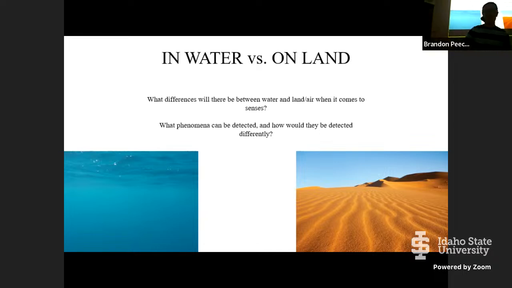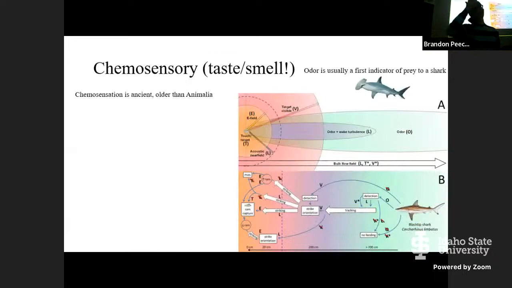I'm going to get into some examples, I think, because I think that'll be fun. So I want to start with chemosenses. So that's taste and smell. Chemosensation is extremely ancient. It is not even an animal thing. It is much bigger than that. It's probably not even a eukaryote thing. You can imagine even bacteria, right?